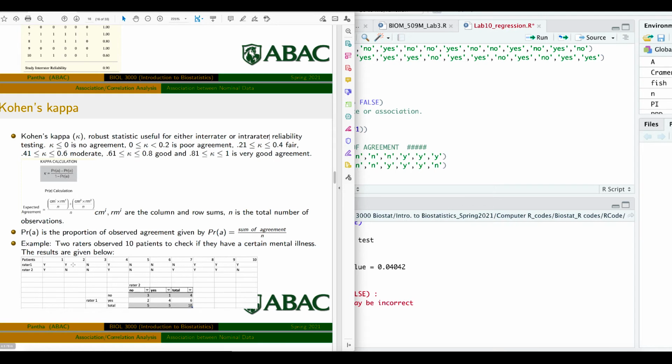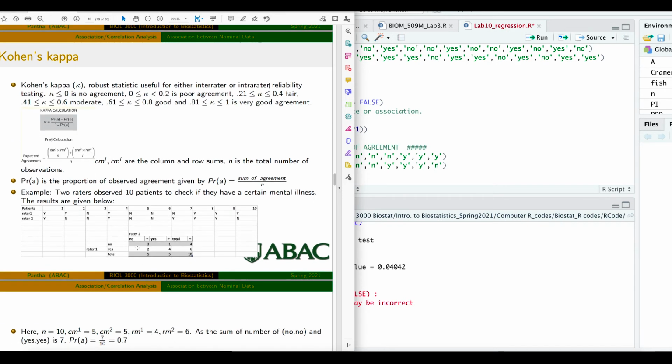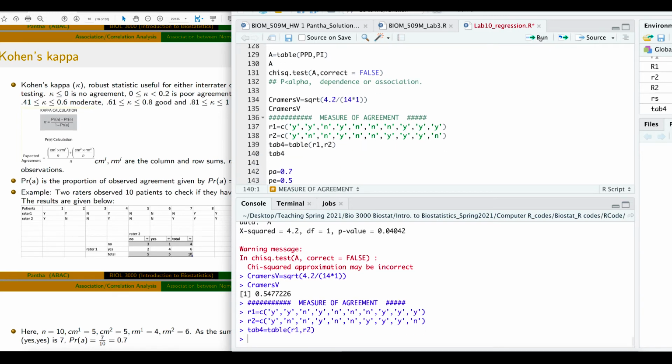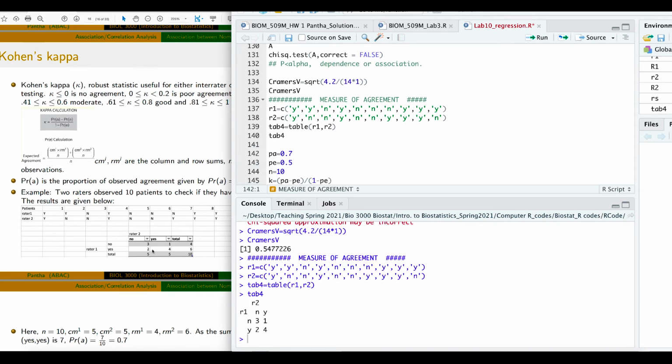Patient 2, the first one says yes, second says no. Patient 3, first one says no, second says no, and so on. Now you want to make the table for that, right? So you see that, look at this here, I'm copying the same thing. If you do the table, you get that 3 of them say no, no.